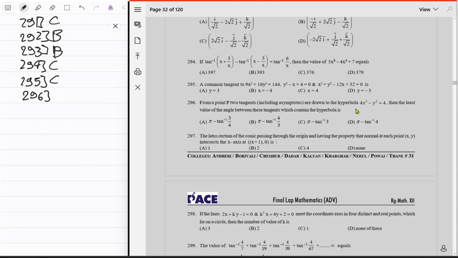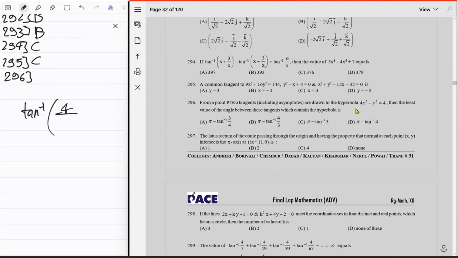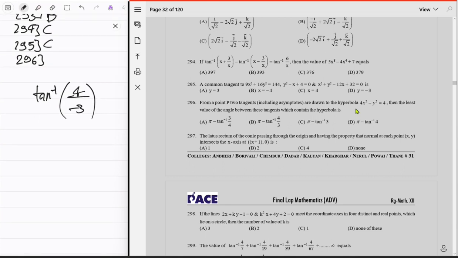Yeah, that's our angle. So that's tan inverse of 2t upon 1 minus t square, just 1 minus 4, which is negative 3. So tan inverse of negative 4 upon 3, which can be thought of as pi minus tan inverse of 4 upon 3, right? Well, that works. So B is the answer.